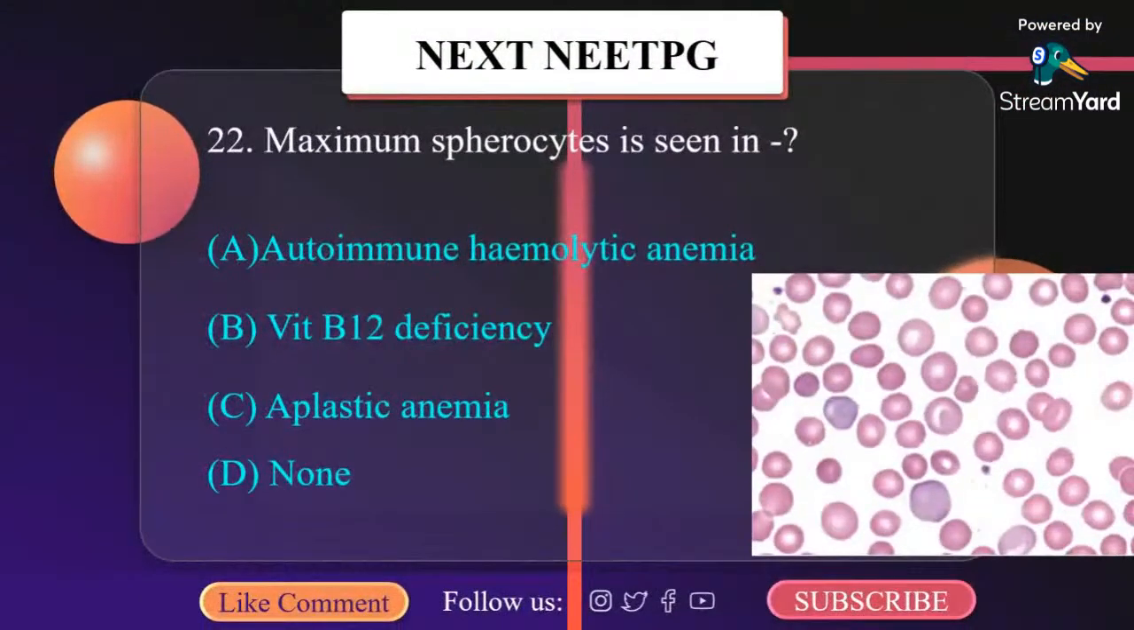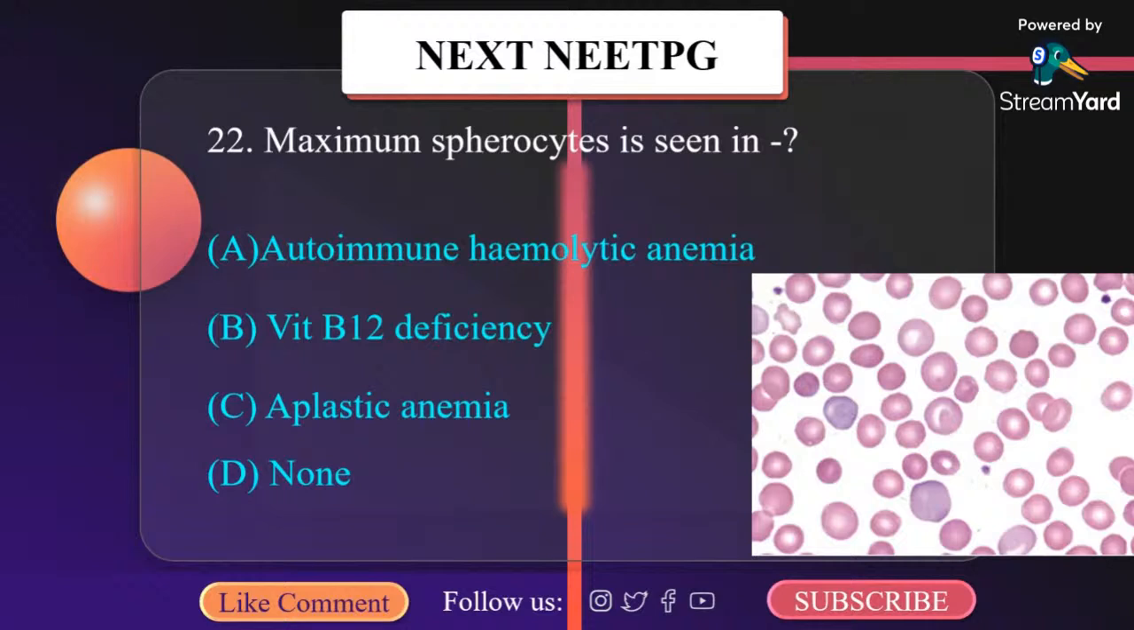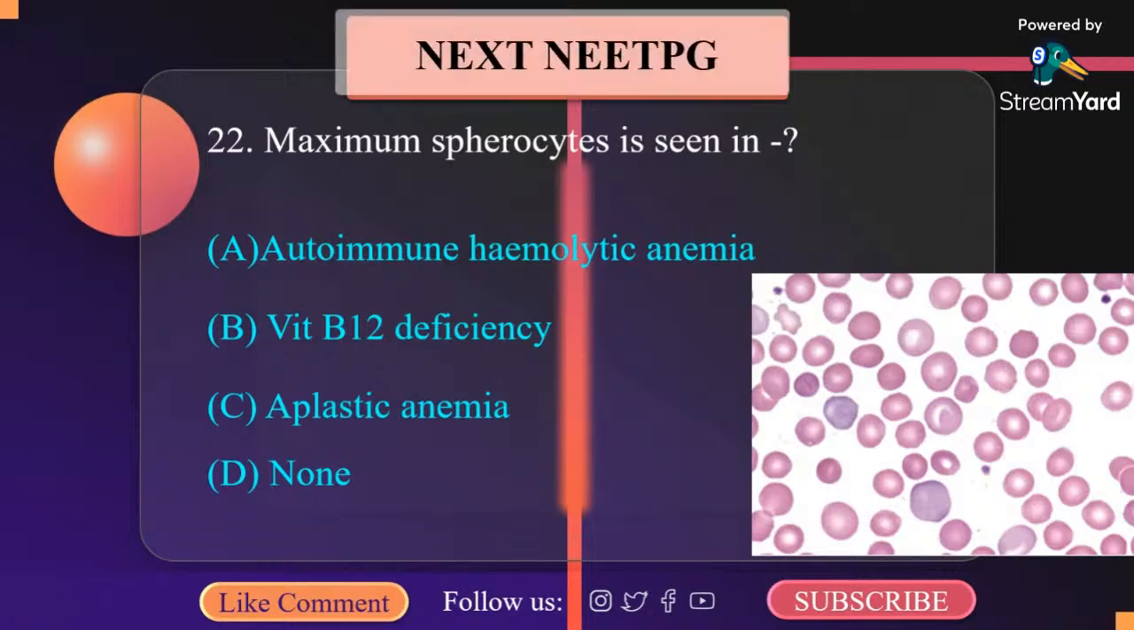Maximum spherocytes are seen in A. Autoimmune hemolytic anemia, B. Vitamin B12 deficiency, C. Aplastic anemia. Maximum spherocytes are seen in A. Autoimmune hemolytic anemia.